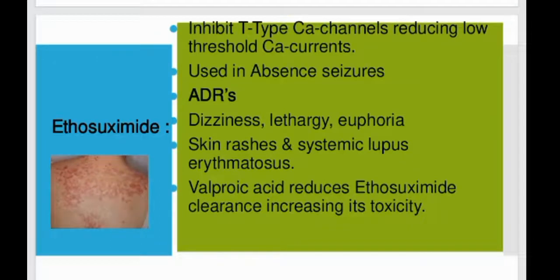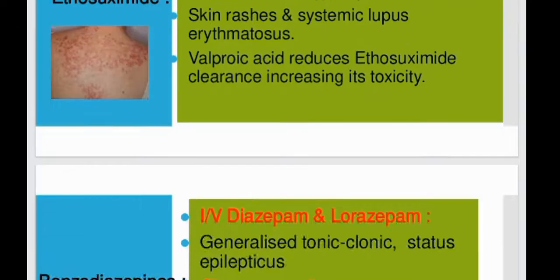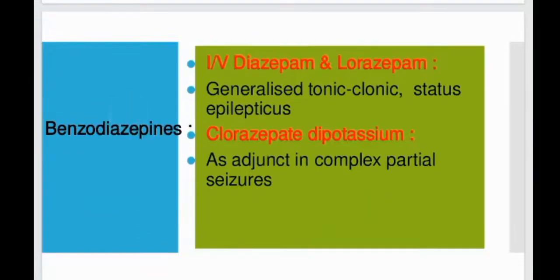Ethosuximide inhibits the T-type calcium channel, reducing low threshold calcium currents used in absence seizures, and adverse effects are dizziness, lethargy, euphoria, skin rashes. Benzodiazepines include IV diazepam and lorazepam for generalized tonic-clonic status epilepticus, and clorazepate dipotassium as an adjunct in complex partial seizures.